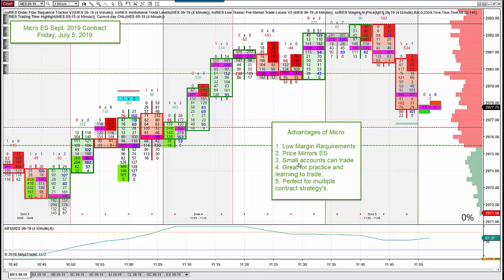So the micros are really great, and particularly the Micro ES has done really well over the last 2 months, and I think it is definitely here to stay. It's a great intermediary in between demo trading and real money. You get to learn without getting clobbered over the head whenever you make a mistake.